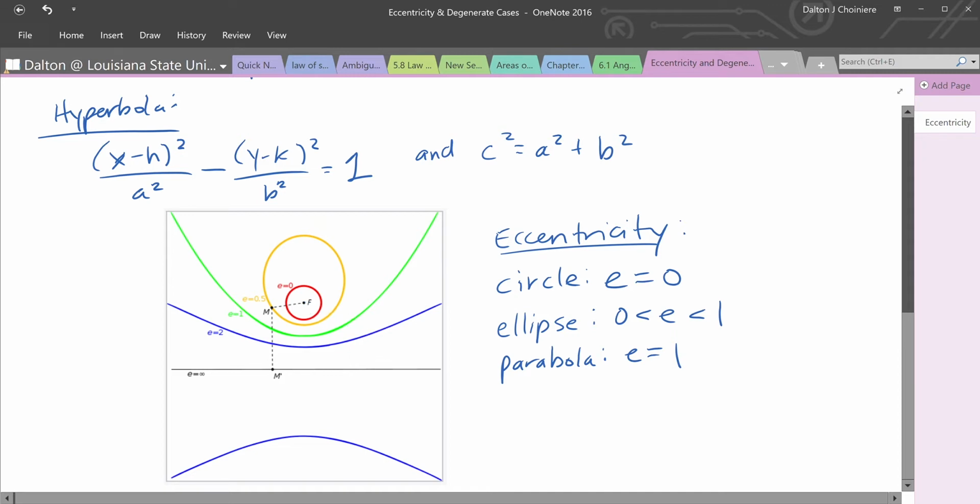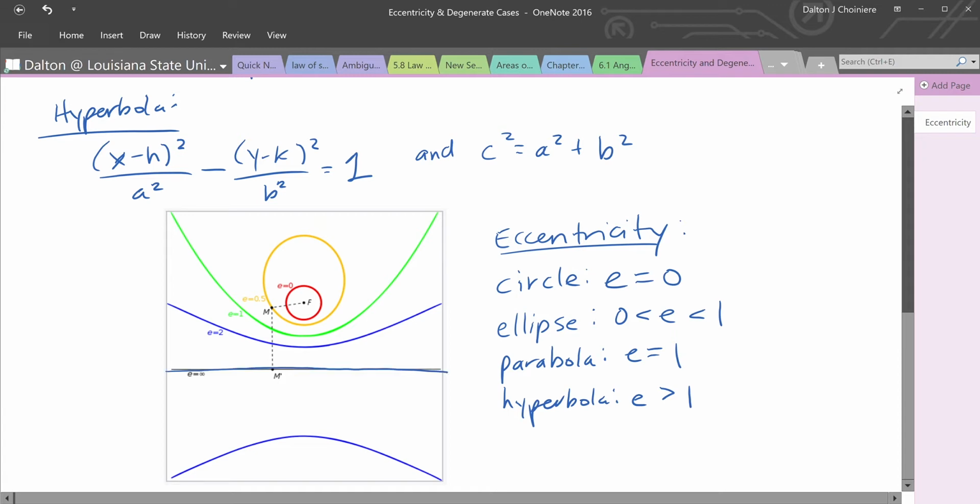And then a hyperbola just has an eccentricity that's greater than 1. And of course it could go all the way up to infinity. So the directrix line itself would have an eccentricity of infinity.